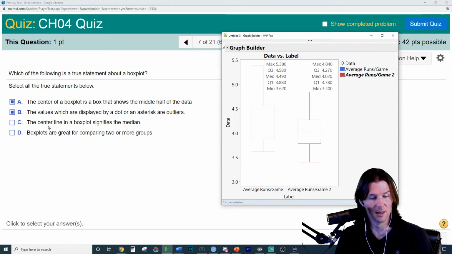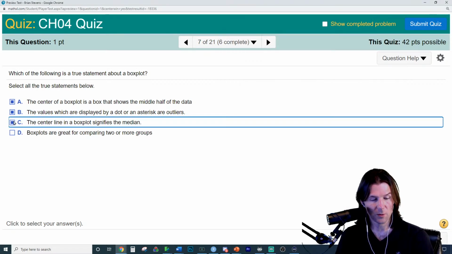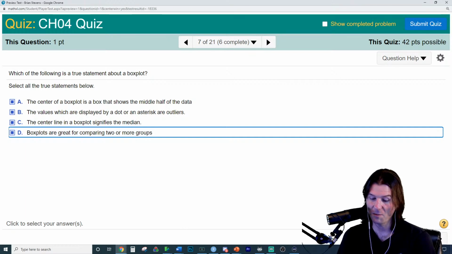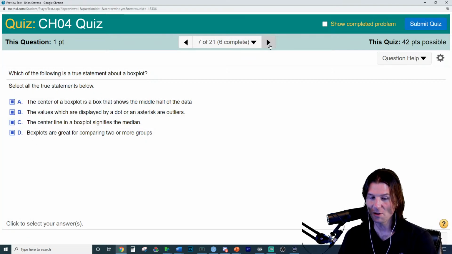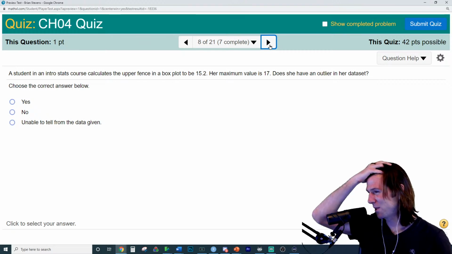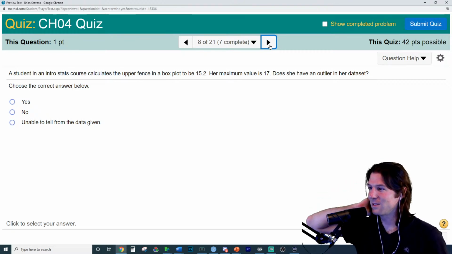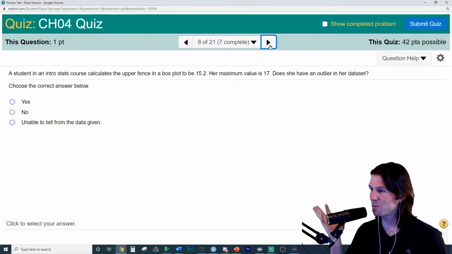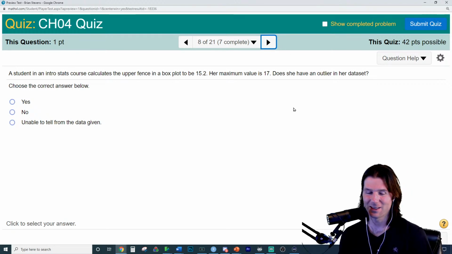Nice job, Hannah. And box plots are great for comparing two or more groups. Yeah, sure. Very subjective, but you got it. Don't you love these subjective questions? It should be like box plots can be used to create compact distributions comparing more groups. So box plots are great for compact displays.